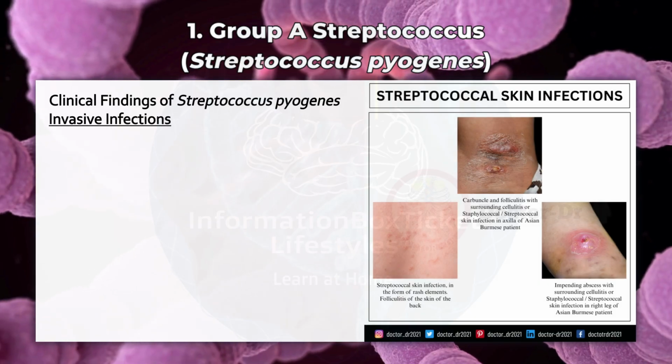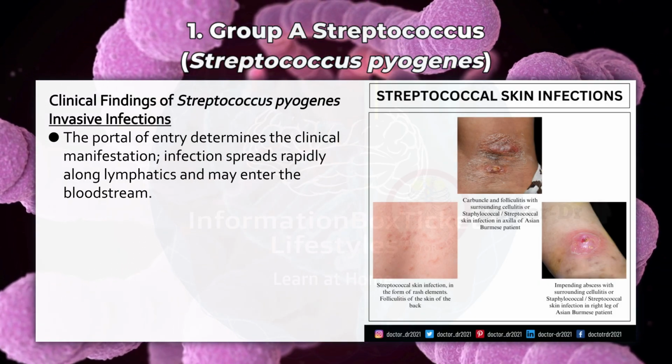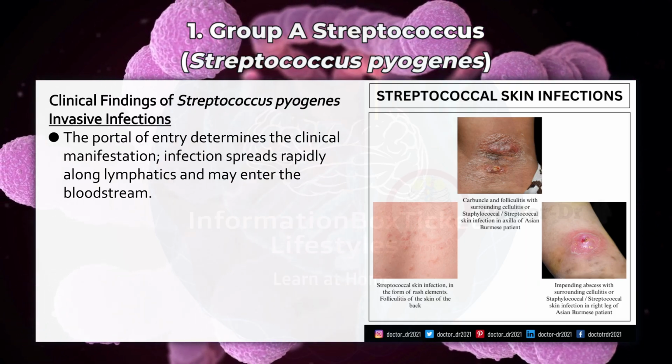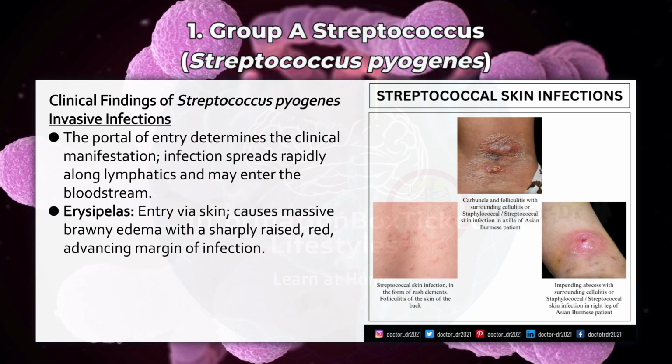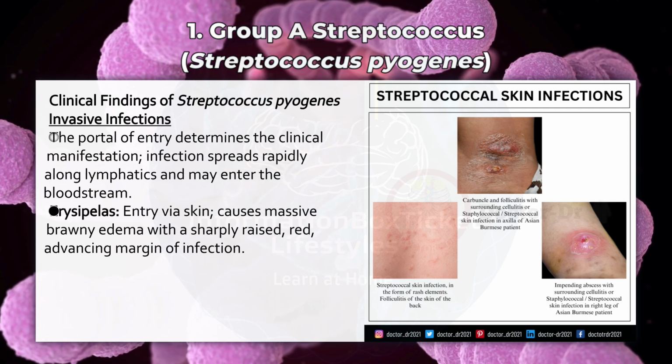Invasive infections. The portal of entry determines the clinical manifestation. Infection spreads rapidly along lymphatics and may enter the bloodstream. Erysipelas, entry via skin, causes massive brawny edema with a sharply raised red advancing margin of infection.